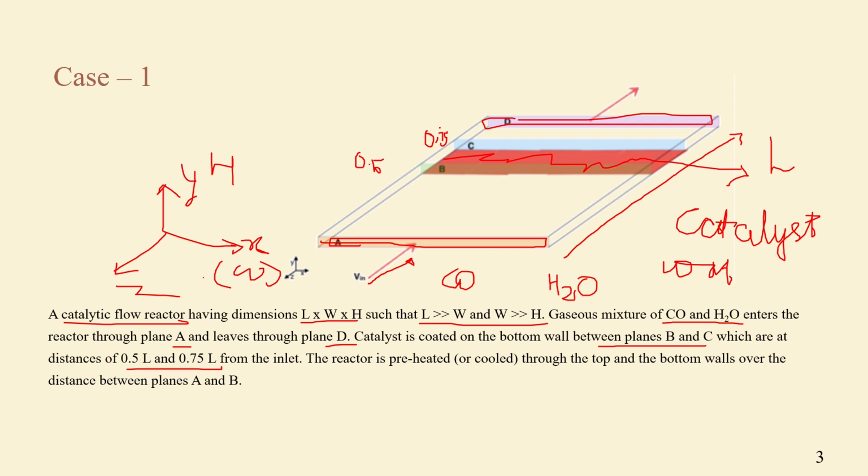So by the time it is almost reaching and crossing C and D, we can say that some amount of uniform flow can be achieved. The reactor is preheated or cooled, depending on the reactant temperature, through the top and bottom walls over the planes A and B. So over planes A and B, on the top wall and bottom wall, there is a heater or cooler, which is heating or cooling the reactants depending on the requirement.